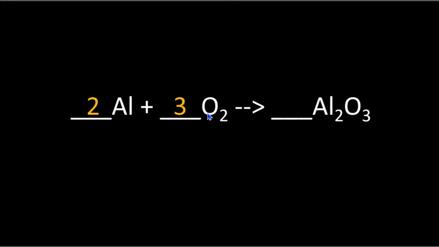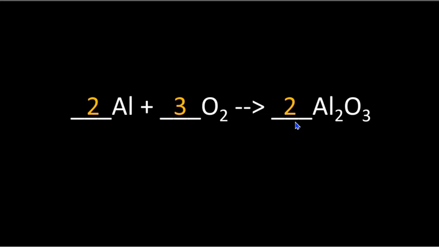Now over here, you can do the same thing. Whereas you multiplied this one by 3, because this has a subscript of 3, you can multiply this one by 2, since that had a subscript of 2. And that will give you the same number of oxygens. Now you have 6 oxygens, and you have 6 oxygens.